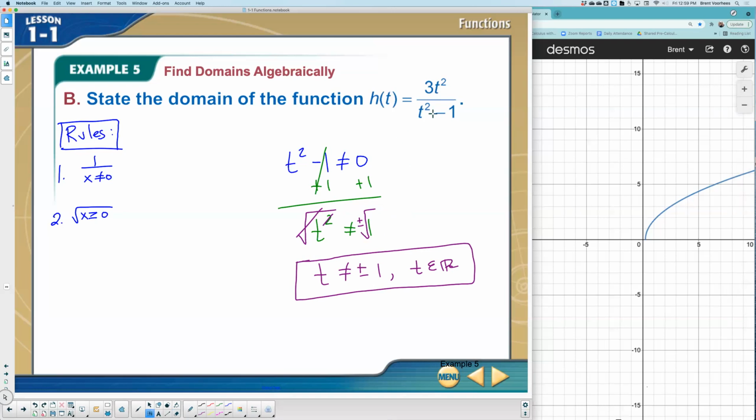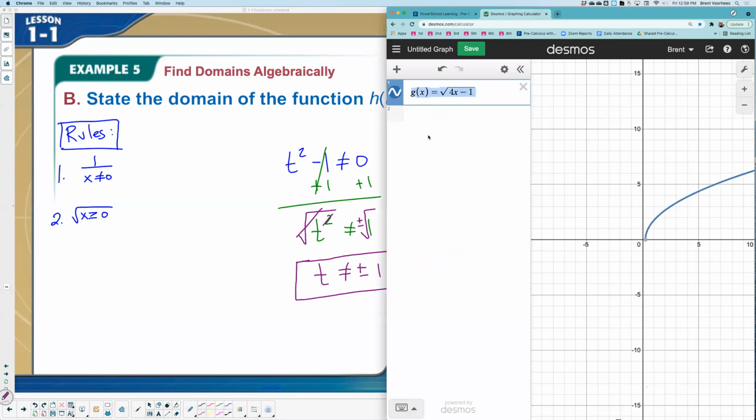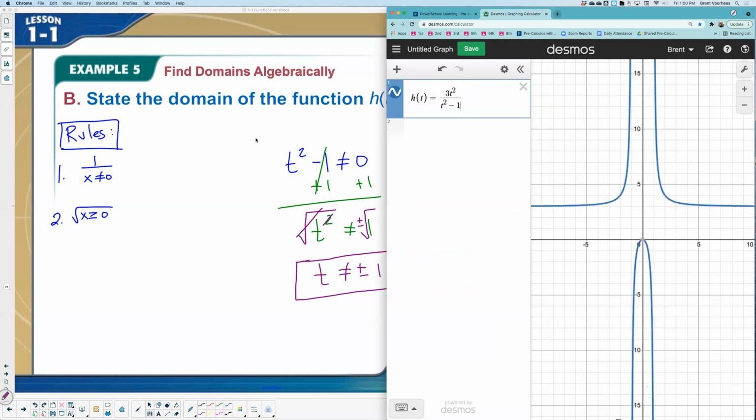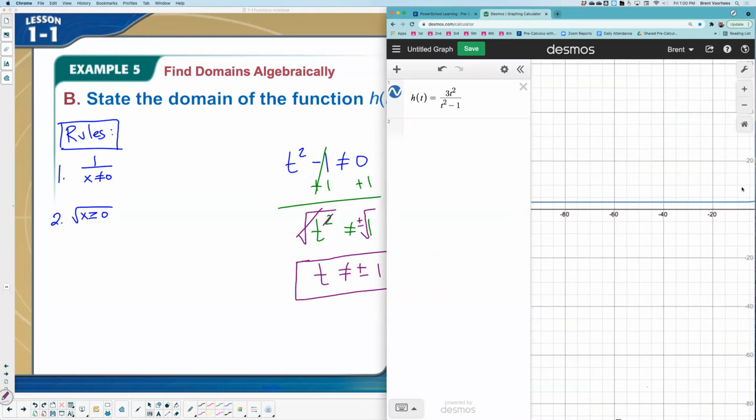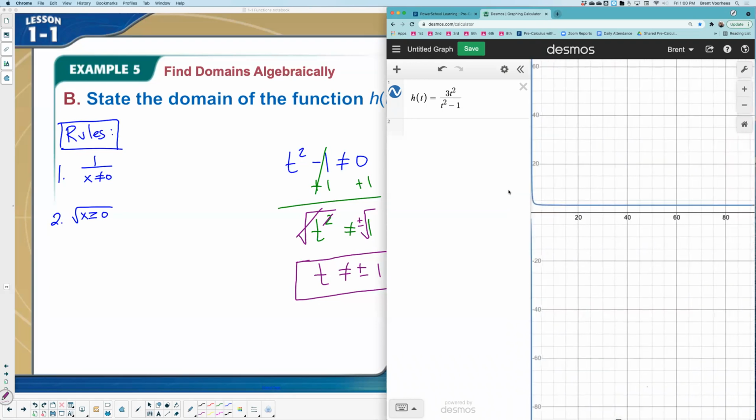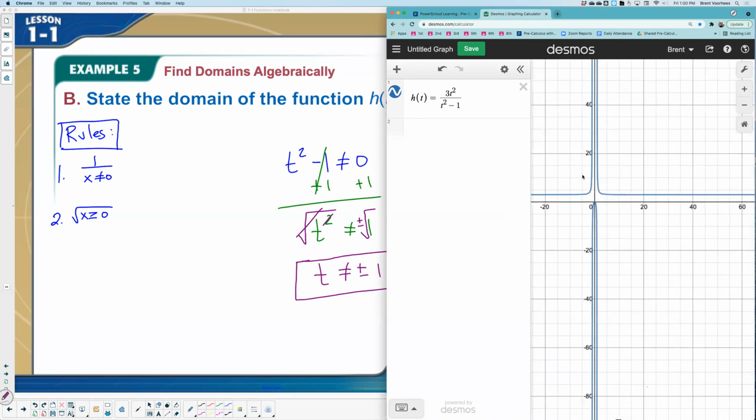So let's look at the picture and see if this is accurate. We're saying the graph will equal every single place other than positive 1 and negative 1. So h of t equals 3t squared over t squared minus 1. Did I get that right? Yes. Looking at this picture, overall, does the graph exist most places? Does it go left forever? Does it go right forever? Yes, it does. I see 2 breaks.